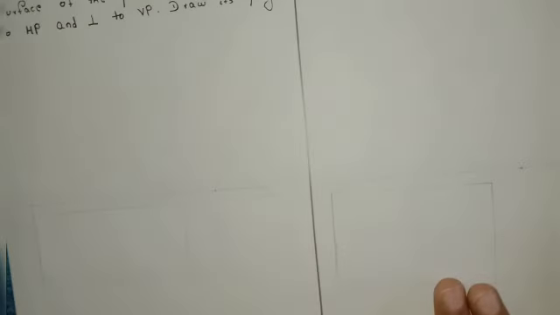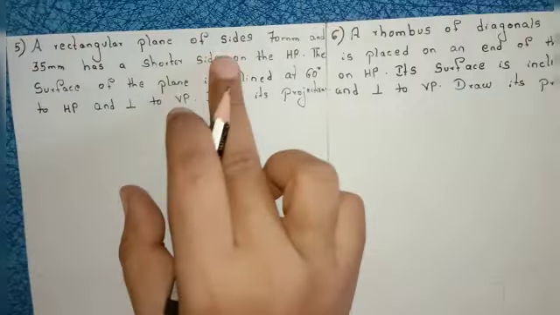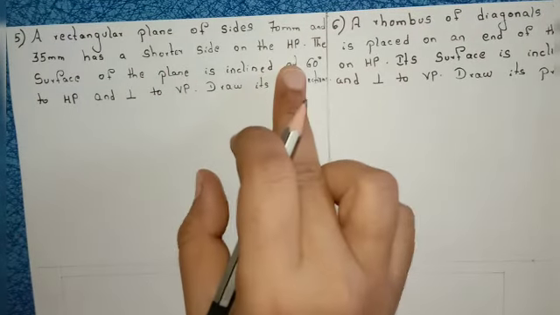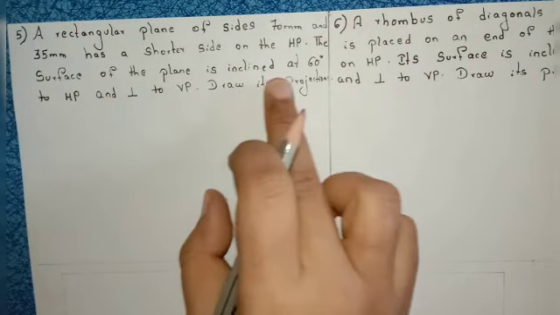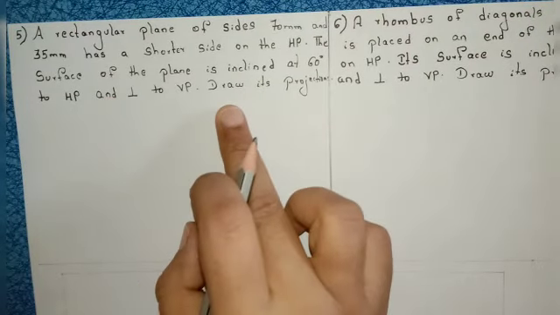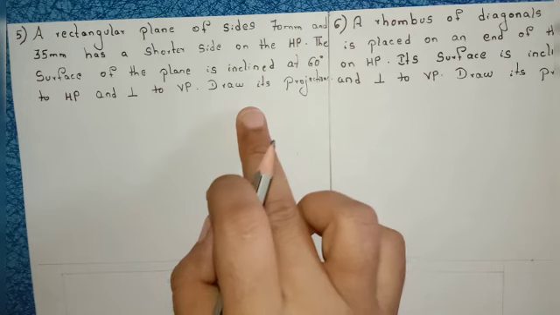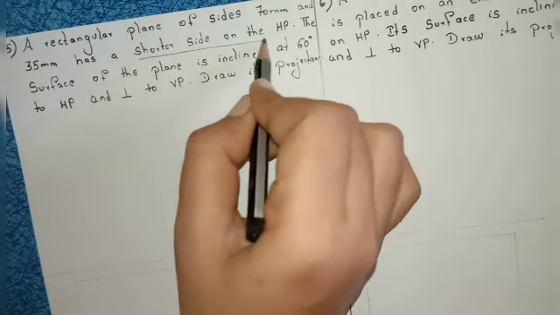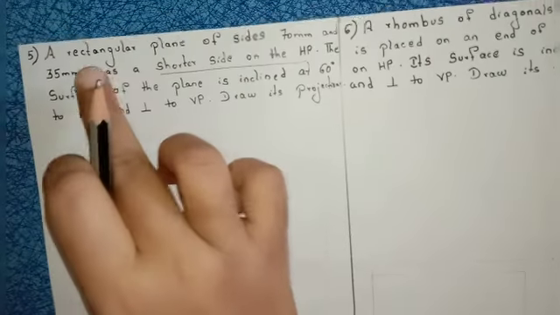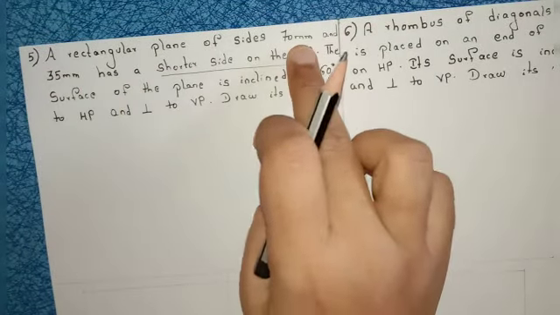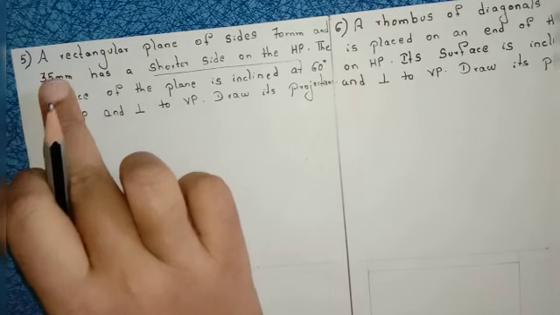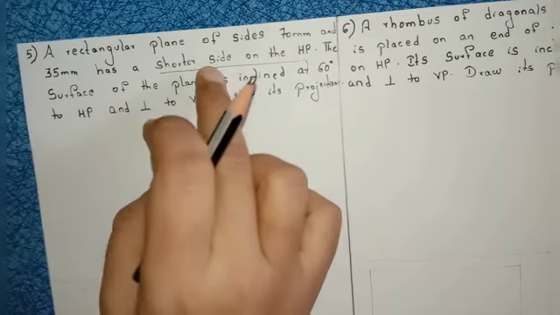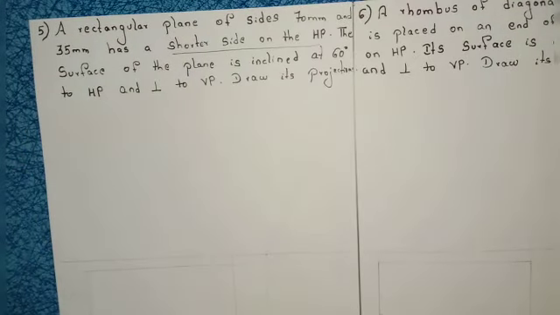Here the question is, a rectangular plane of sides 70 mm and 35 mm has a shorter side on the HP. The surface of the plane is inclined at 60 degrees to HP and perpendicular to VP. Draw its projections. Right? Here they mention one condition that shorter side is on HP. If we are constructing a rectangle, length is 70, breadth is 35. So this 35 is the shorter side. You have to construct 35 on HP. Right? So how to construct this one?